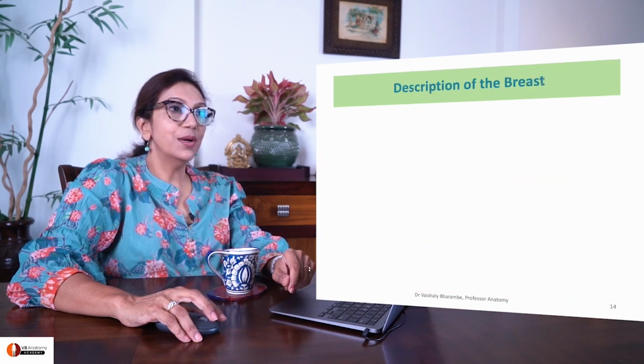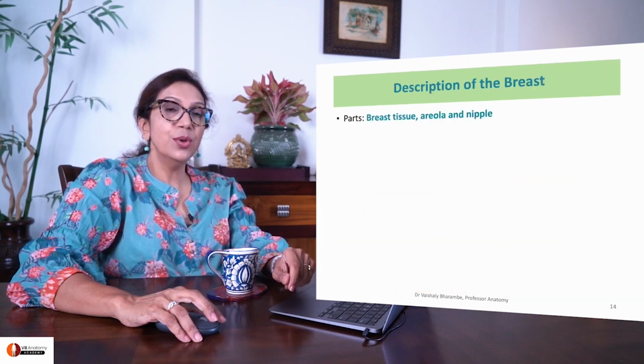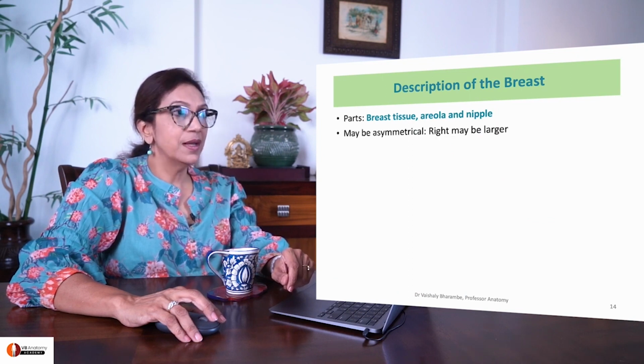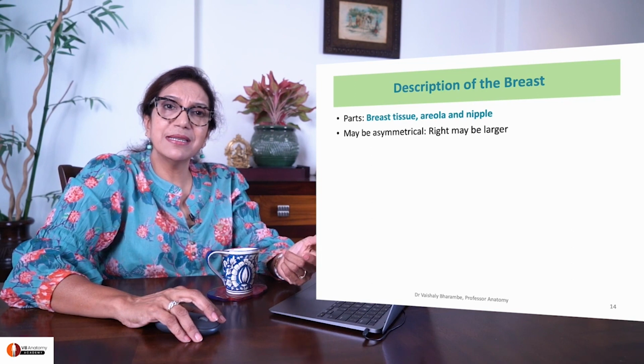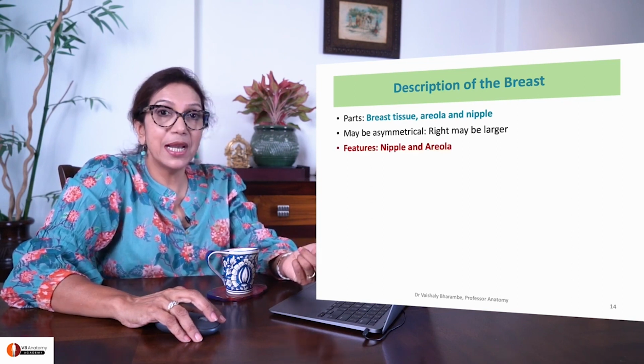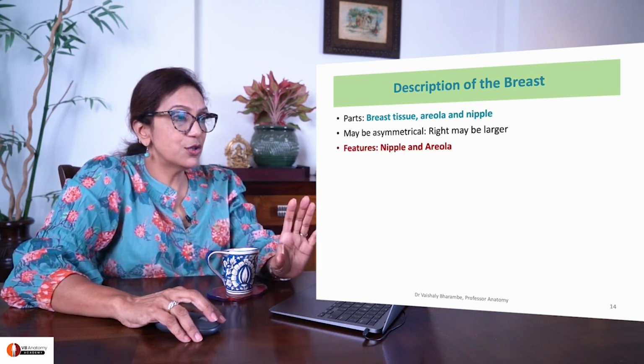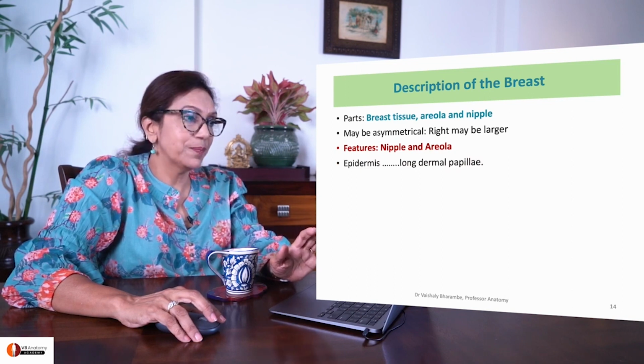Right. So, description of the breast, let's continue. We know it's made up of breast tissue, areola and the nipple. Not every time the breasts are symmetrical. Sometimes the right may be larger than left. Let's first talk about the nipple and the areola.